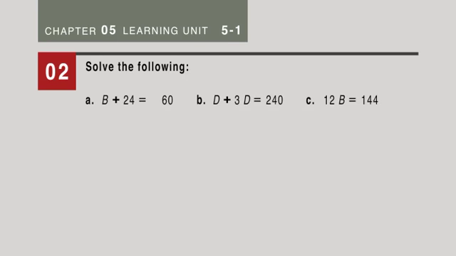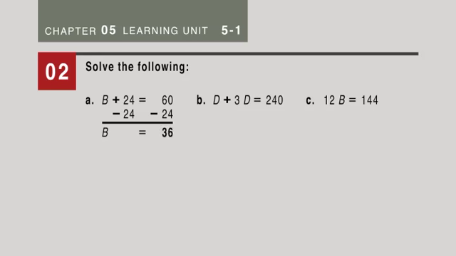In question number 2, solve the following. B plus 24 equals 16. We see the addition sign, so what do we do? The opposite, subtraction. Whatever you do to one side, you do to the other side. So subtract 24 from both sides, giving you B equals 36.